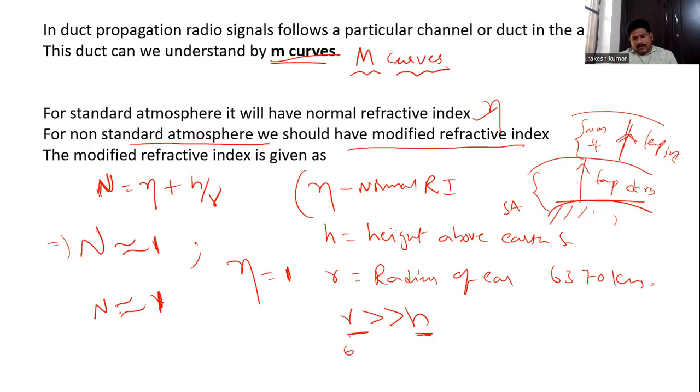Now we want to consider the excess modified refractive index. The modified refractive index is denoted as M, where M is equal to (N minus 1) into 10 to the power of 6.